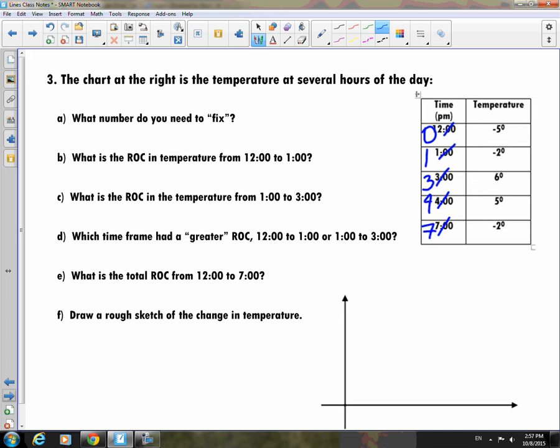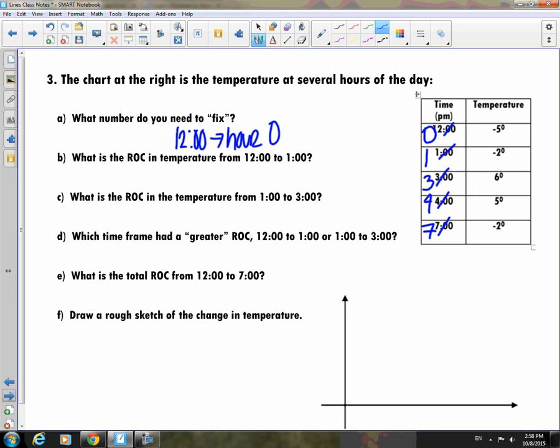So sometimes what we're going to have to do is adjust our scale so that mathematically it's going to give us what we're looking for. So if we're talking in hours, we're going to adjust that again so we can talk about the number of hours, because noon would be our 0, not actually 12 hours. So what number did we need to fix? We needed to fix our 12 o'clock to actually be our 0. So what is the ROC, meaning rate of change, from 12 to 0?